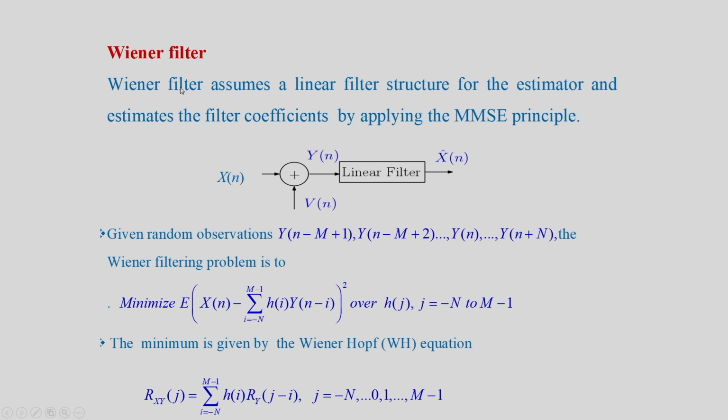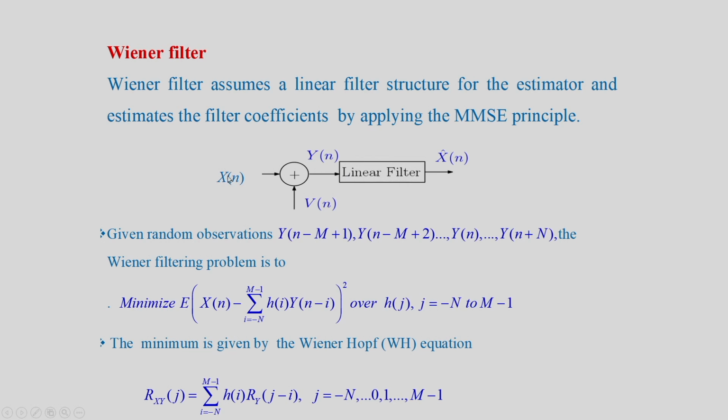In this lecture, we will briefly review the signal estimation by optimal linear filters. We discussed optimal linear filters, then adaptive implementation, adaptive filters and Kalman filters. We will briefly discuss those. Wiener filter assumes a linear filter structure for the estimator and estimates the filter coefficients by applying the minimum mean square error principle. So, Wiener filter always assumes a linear filter structure.